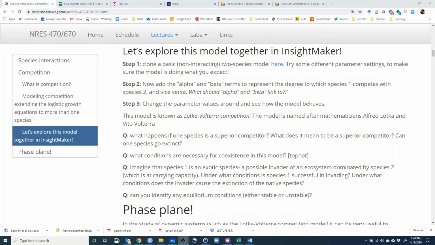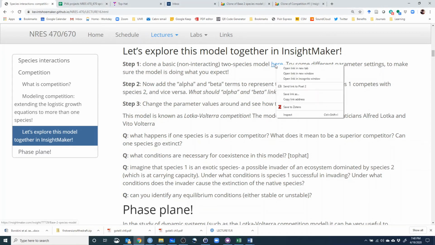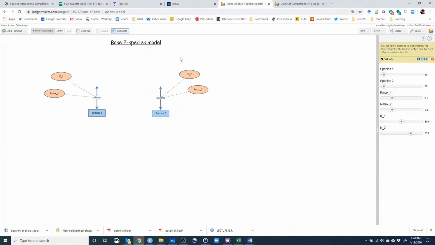Please click on where it says clone a basic non-interacting two-species model here. Just click on that link to open the InsightMaker model. It should look something like this. I'll give you a second to get this model up and running. Before we make any modifications, you might want to clone it first so you can make modifications to it. Otherwise, there's not much you can do with it. But once you've got it up and running, let's just see what it looks like.